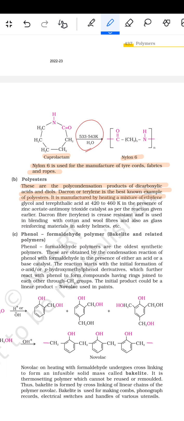It is manufactured by heating a mixture of ethylene glycol and terephthalic acid at 420 Kelvin to 460 Kelvin, in the presence of zinc acetate antimony trioxide catalyst, as per the reaction given earlier. Dacron fiber terylene is crease resistant and is used in blending with cotton and wool fibers, and also as a glass reinforcing material in safety helmets.